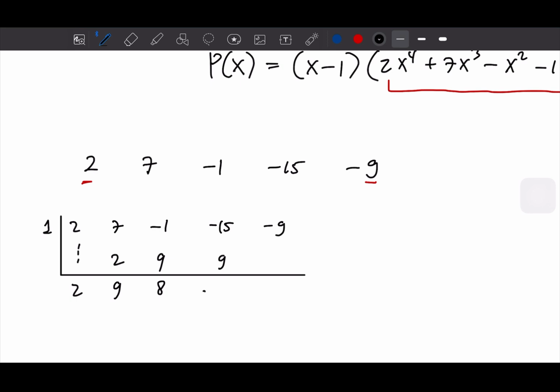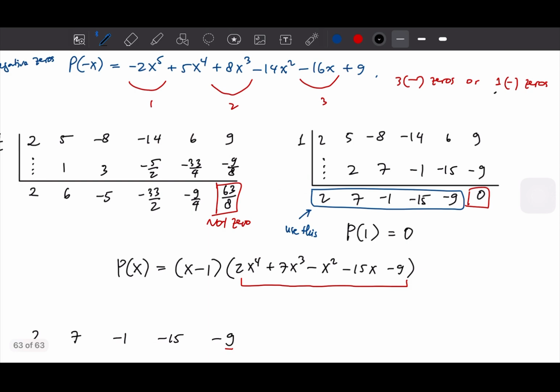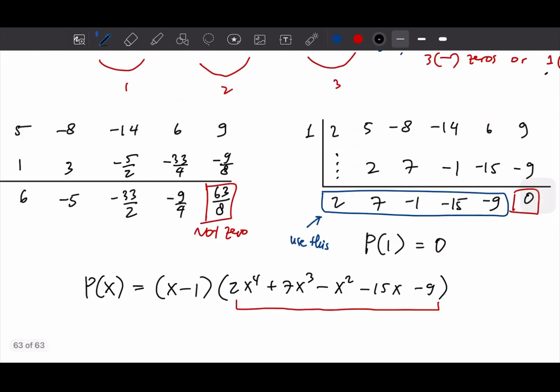Oh wait, it's 8, this is 8, right? And it's not 0. So let's keep moving. The next part after we have 1 is 3 over 2. So let's try 3 over 2.